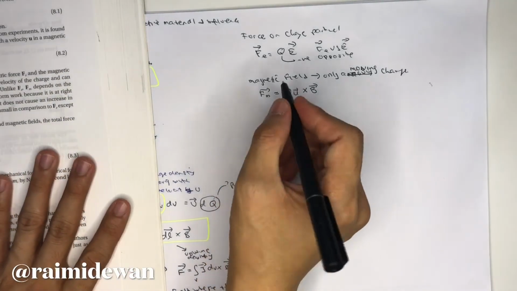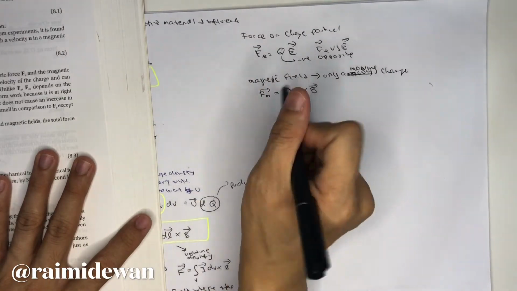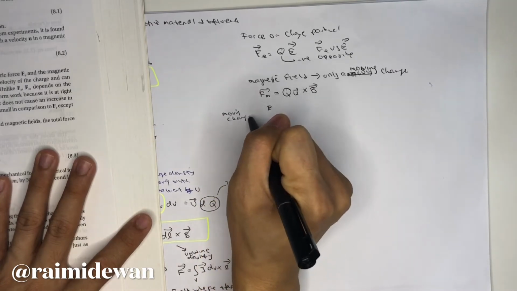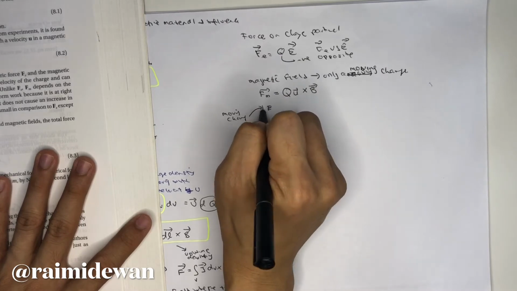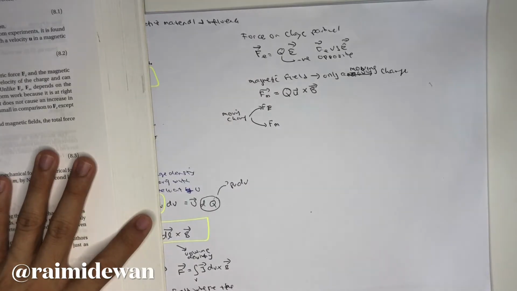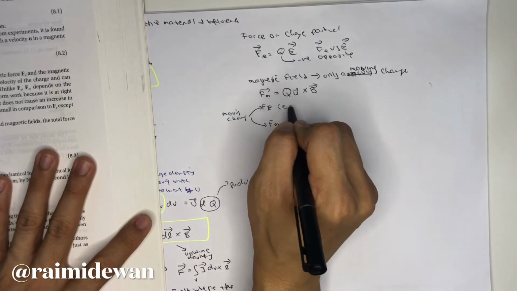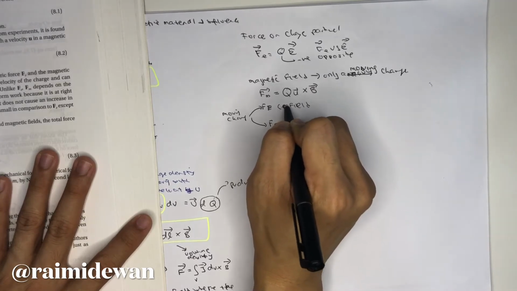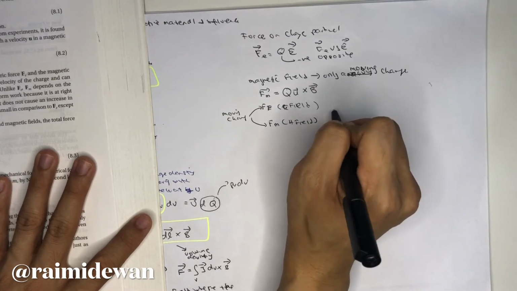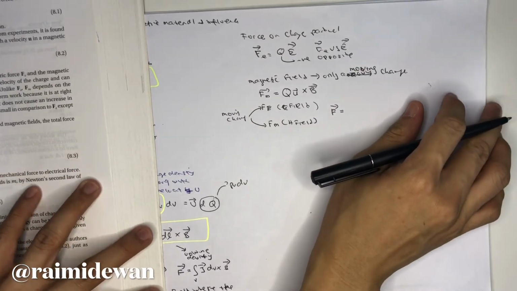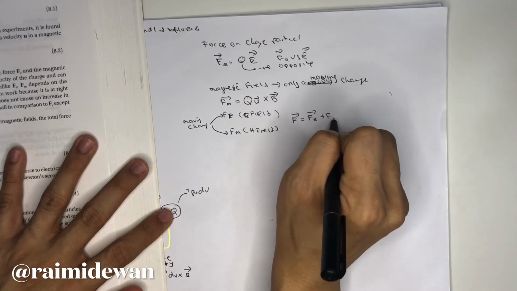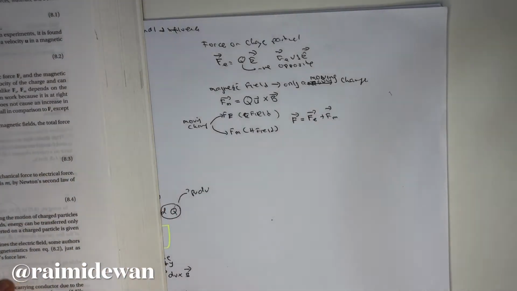And we know that for a moving charge in the presence of both an electric field and a magnetic field, the total force experienced by that charge is F equals Fe plus Fm, the electric force plus the magnetic force.